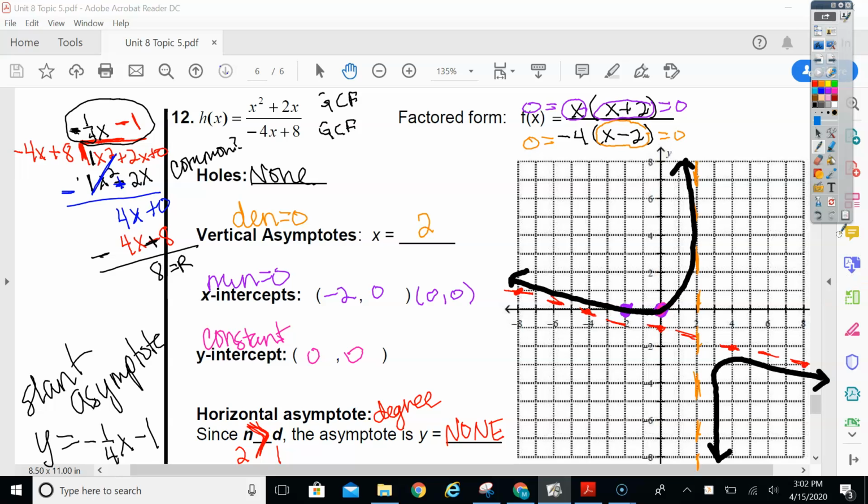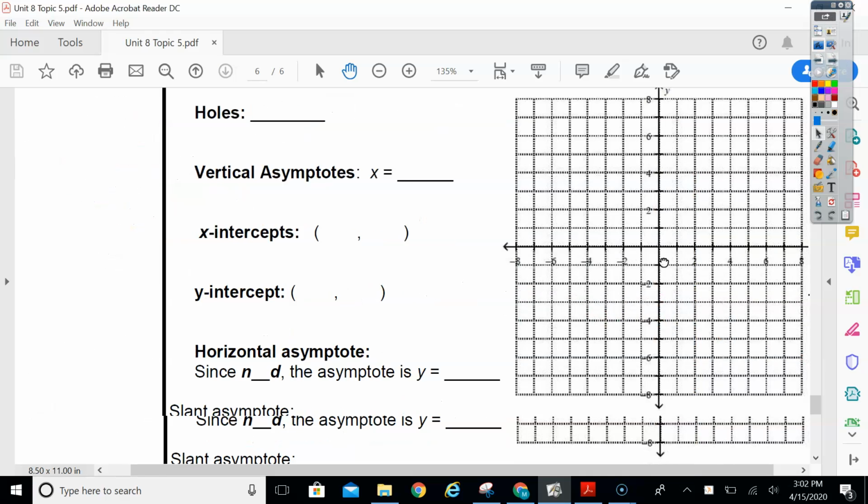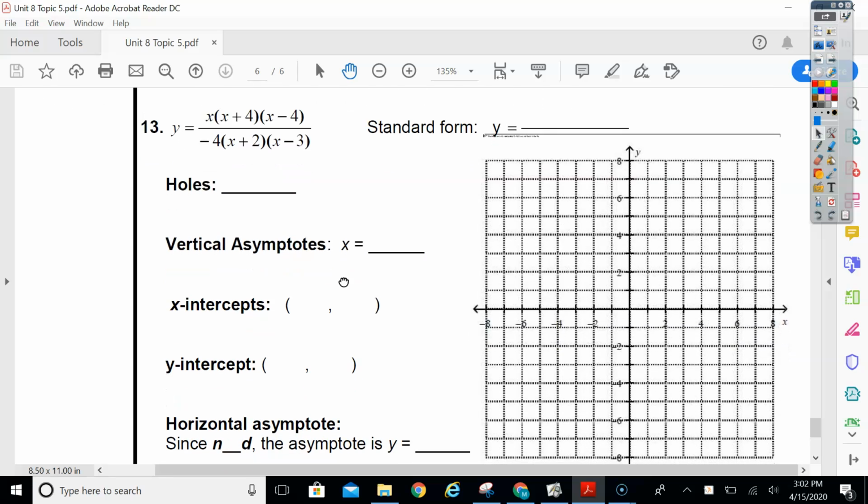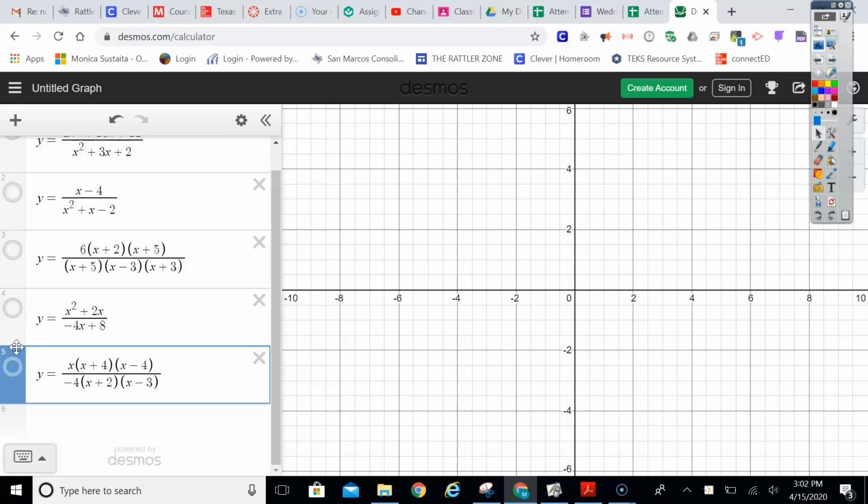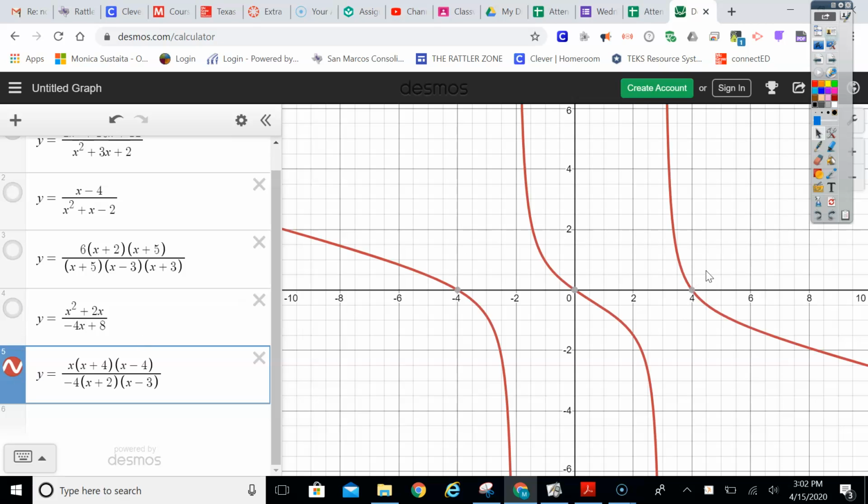So if you just look at the last one, we're not going to go through it all because it's pretty much the same idea. But if you look at the numbers, this one actually starts you in factored form. But I know that the numerator is greater than the denominator because in the numerator I have 1, 2, 3 x's. So I know it's going to be an x cubed. In the denominator I have 2 x's, so it's an x squared. So I know it's not going to have a horizontal. It is going to have a slant though. So going over here to Desmos, this is what that last one looks like. So again, weird stuff in the middle, but in the end, you have that slanted line right there.